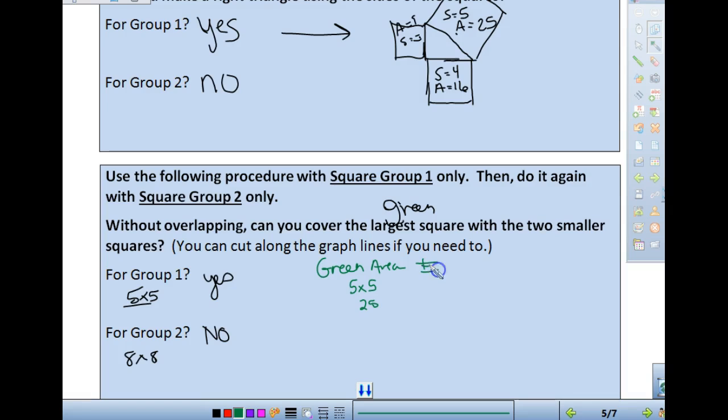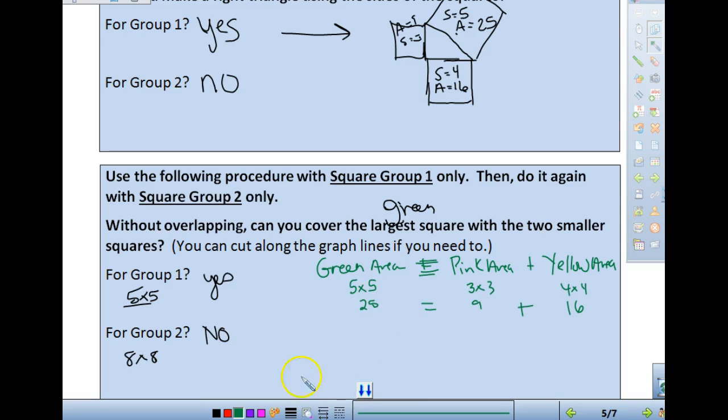Was equal to, right? The pink area. What was our pink area? It was a 3 by 3 or 9. And do you agree, plus the yellow area? And our yellow area was a 4 by 4, right? So it was 16. Do you agree that 9 plus 16 always equals 25? Yes. 9 plus 16 is 25, right?